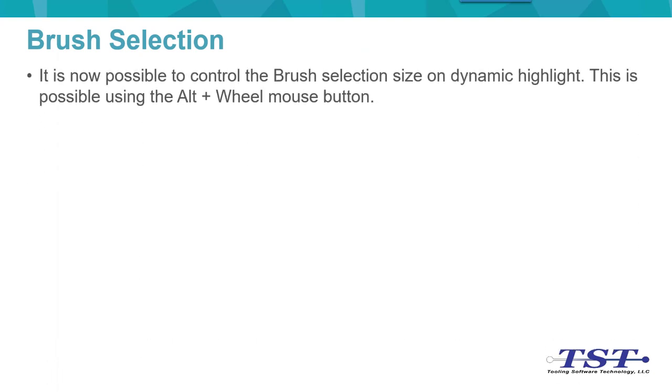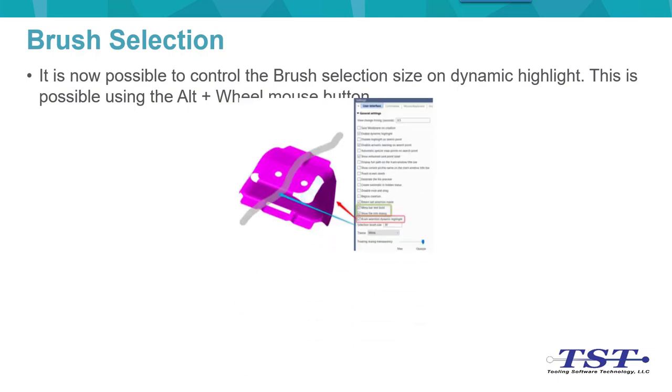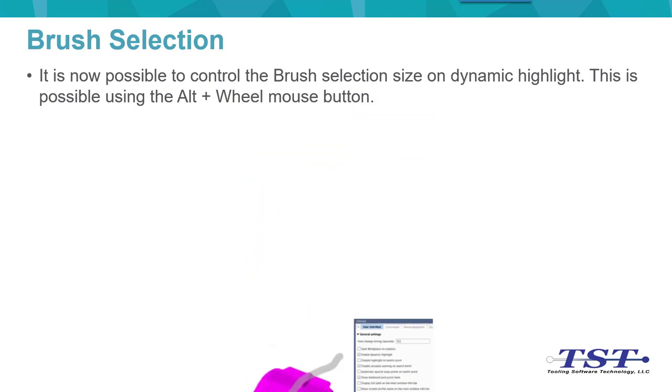We have some new brush stroke selection enhancements. So the command has actually originally been in the software, but now you have the ability to change the brush stroke selection. So anytime you're in a selection area that involves picking elements, if you hold the Alt plus the wheel mouse button, you'll see a brush selection stroke. So this is another option for being able to select your items. So within this option, you have the ability to change the sizes as well.